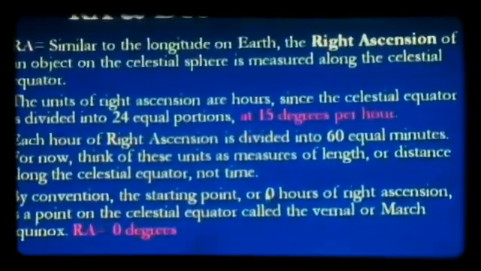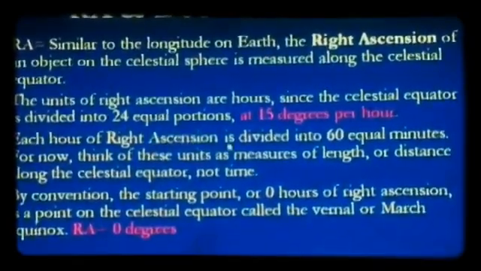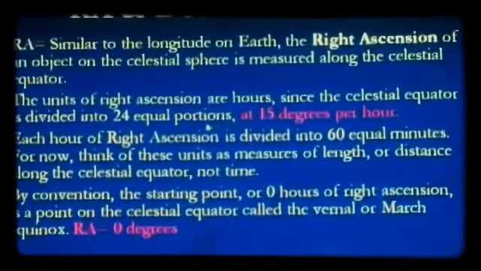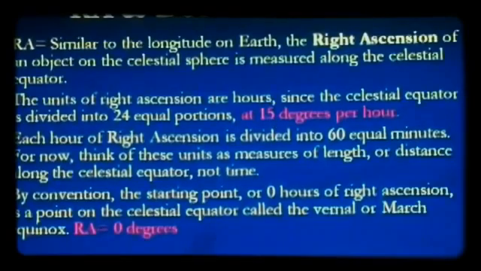The unit of right ascension is hours, since the celestial equator is divided into 24 equal portions at 15 degrees per hour. That means if you were to take out your protractor and measure an hour out, that would translate into 15 degrees of angle. Any questions so far on that? Have I lost everybody? Okay, we'll keep going.